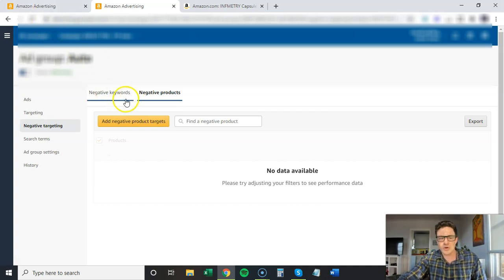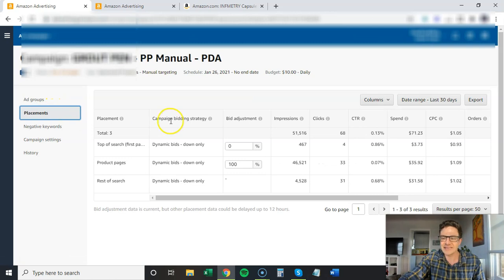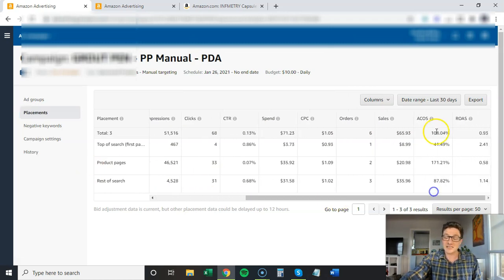So all I did was I saw what ASINs were converting in this PP auto, and I moved them to a manual campaign. Now, it did not go well, okay? So I've got some placement stats up here for product pages. I got a lot of clicks. And again, these were all ASINs that were running at about a 50% ACOS in that auto campaign. Now they're at 110% ACOS blended. But it's not working. It was too aggressive.